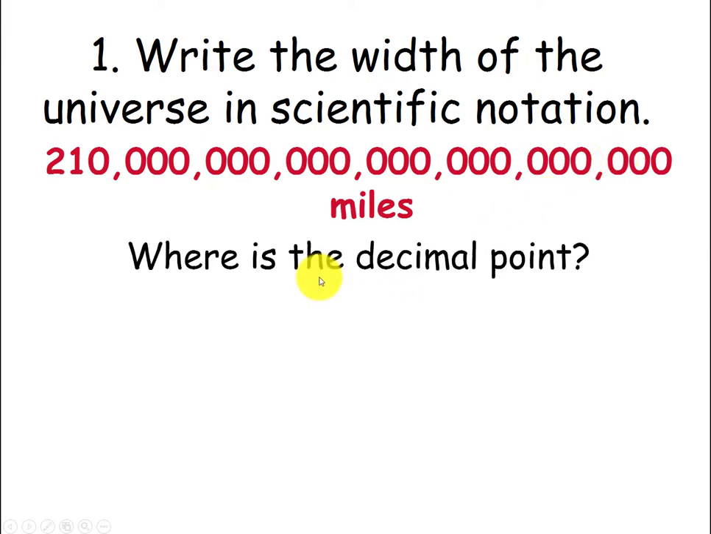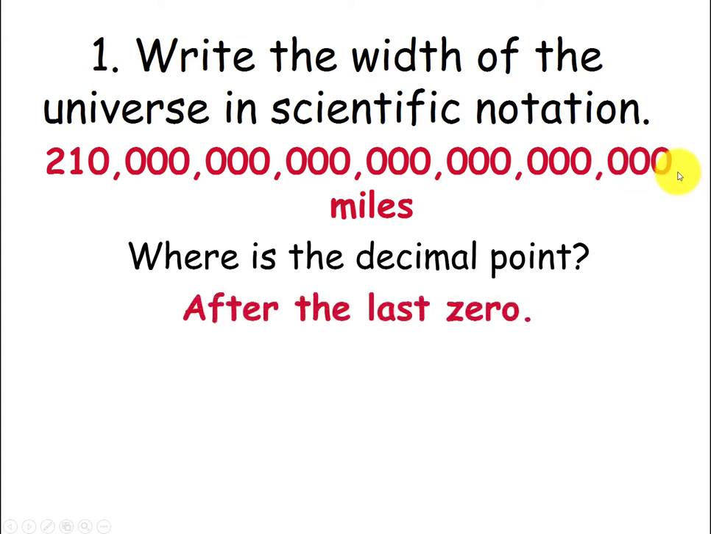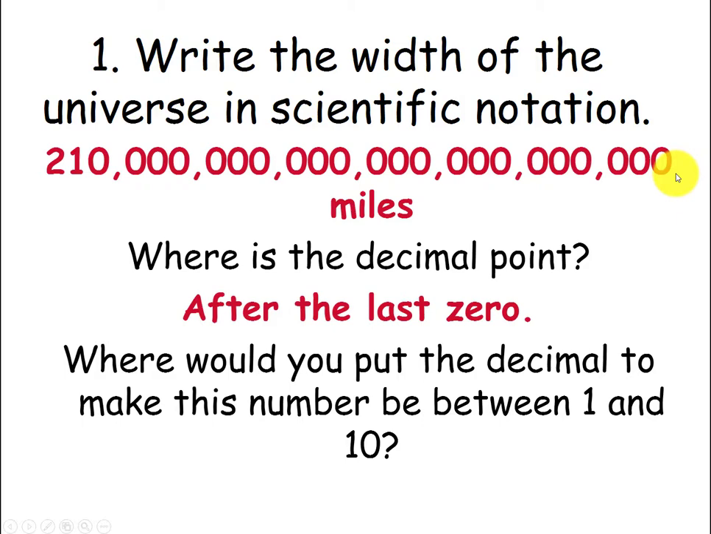First question is, where is your decimal point? If you don't see your decimal point, it means that it's all the way to the right, after the last zero. Now, where would you put the decimal to make this number be between 1 and 10? So you need your decimal point to be somewhere here so that the number that we have will be between 1 and 10.